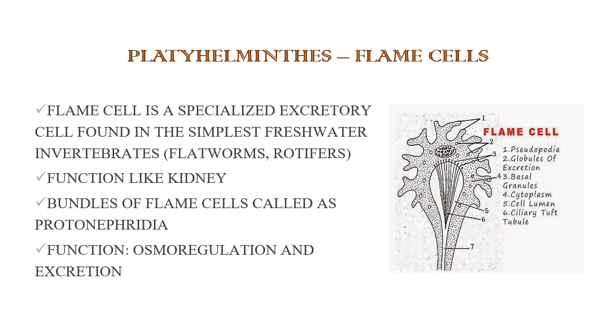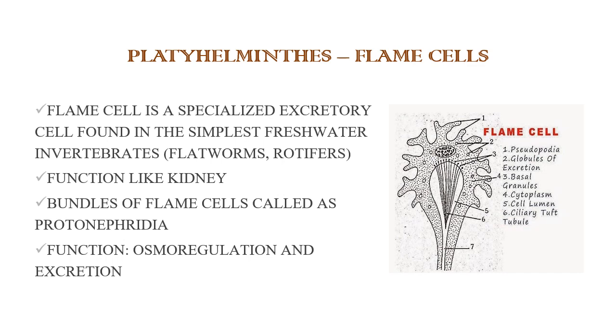Here we go. Platyhelminthes have flame cells for excretion. Flame cells are a specialized form of excretory cell found in freshwater invertebrates like planarians and rotifers. It functions like the kidney in mammals. A bundle of flame cells is known as the protonephridia. We saw that nephridia are present in annelids, so this one is called protonephridia. Its function is to maintain osmoregulation and excretion.